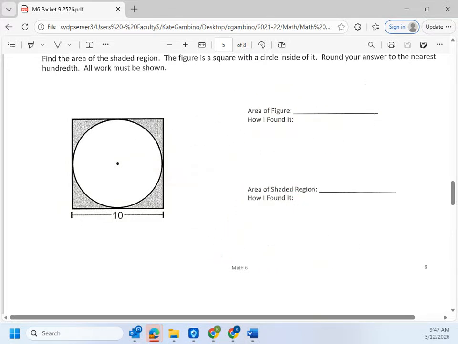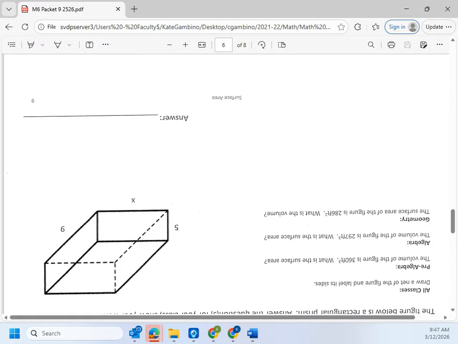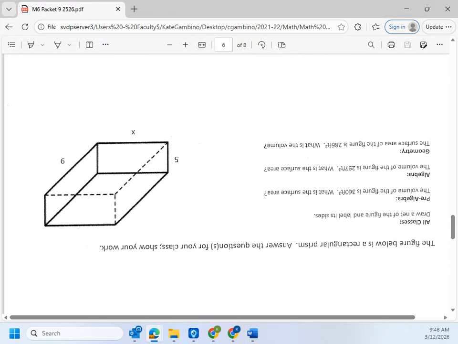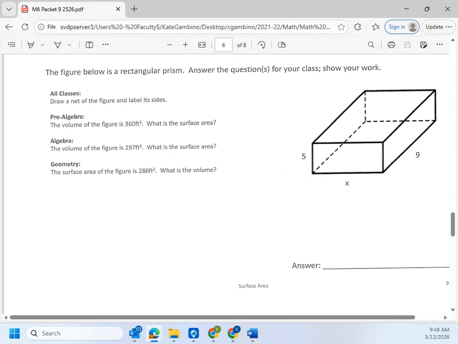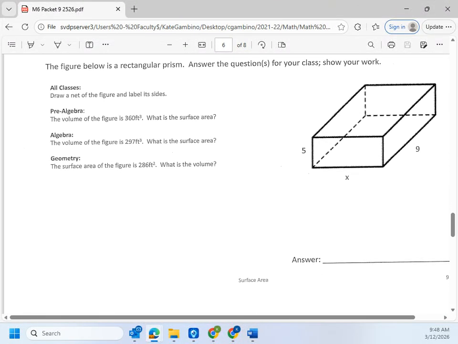Next page. Oh, whoops, this page got flipped upside down. Okay, this one says draw a net of the figure and label its sides.